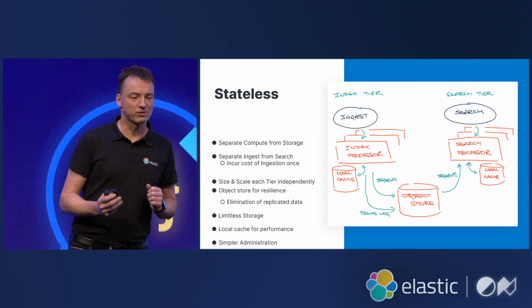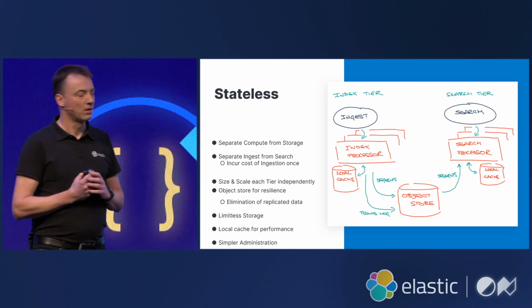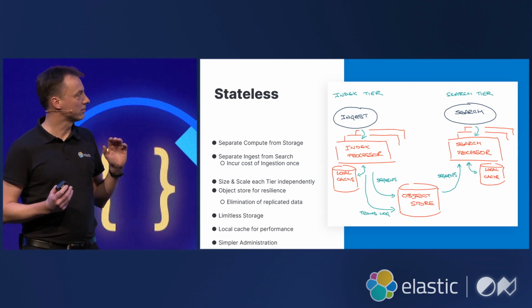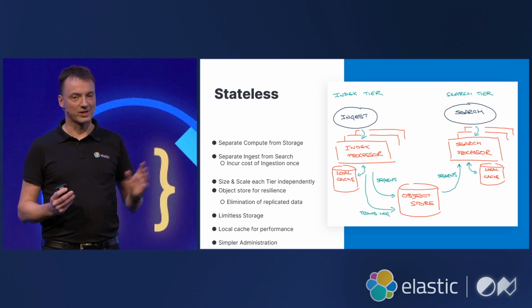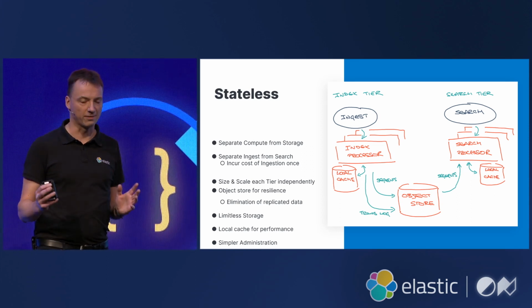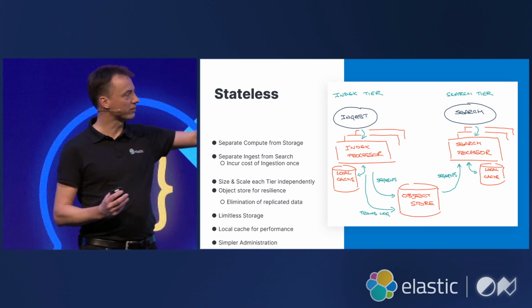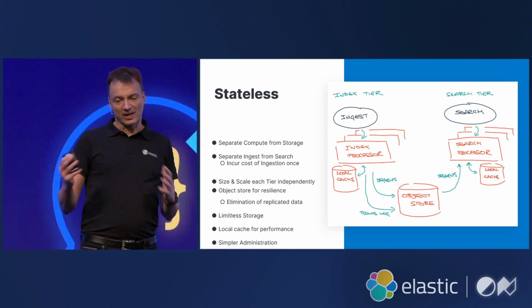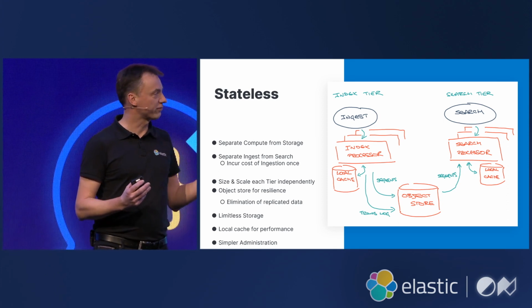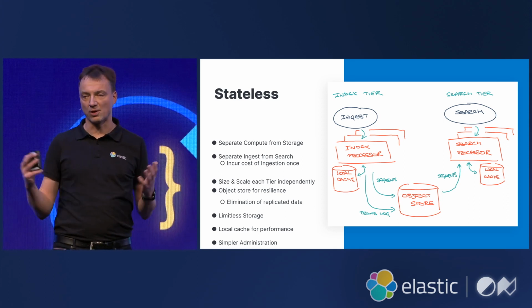So let us dive into Stateless. A central principle in Stateless is to separate compute from storage. We utilize object stores as the primary storage of all data. We see the object store here at the bottom with the Elasticsearch nodes above it. Examples of object stores are Amazon S3, Google Cloud Storage, or Azure Blob Storage.